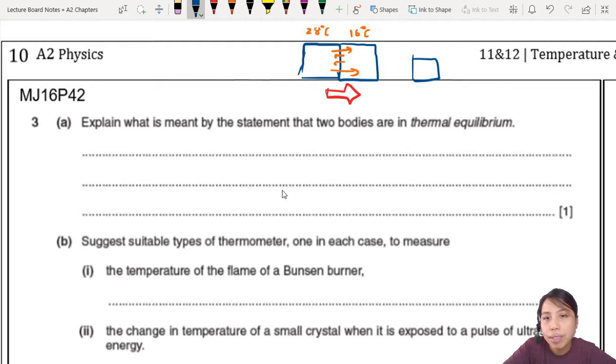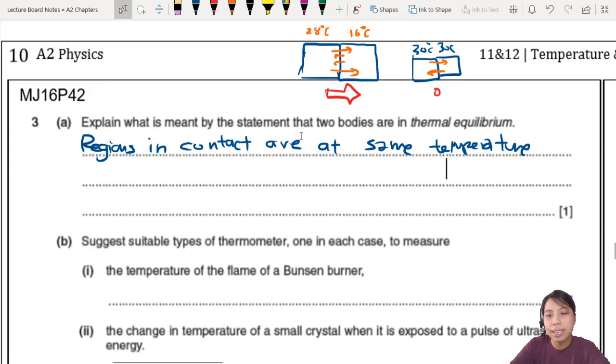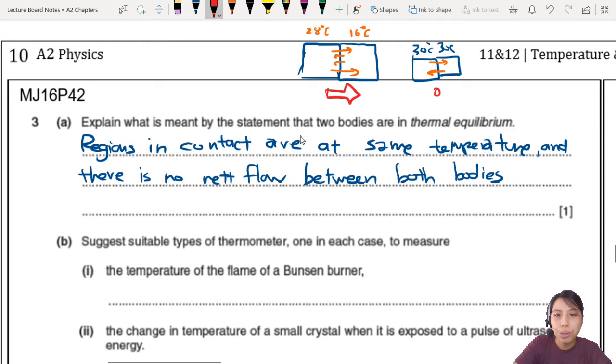So maybe if this is 30 degrees Celsius and this is 30, yeah, there's some heat flow from left to right, there's some heat flow from right to left, but the net is 0. No net flow. So let's write that out. The statement: regions in contact are in the same temperature. That's the first thing. But also you must say that same temperature, so what? So there is no net flow between the bodies. Alright, so same temperature, no net flow, or 0 heat flow. That would be a B1 mark for thermal equilibrium.